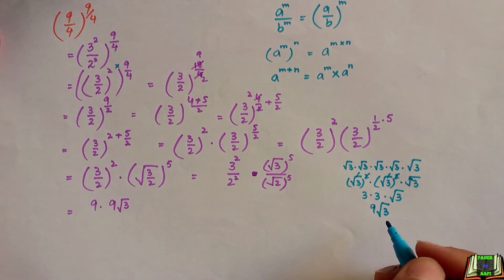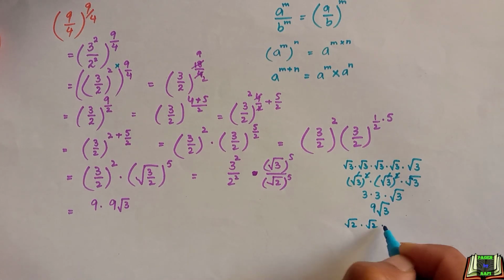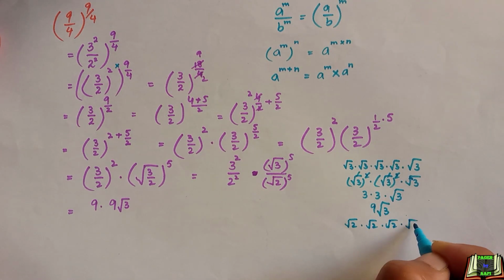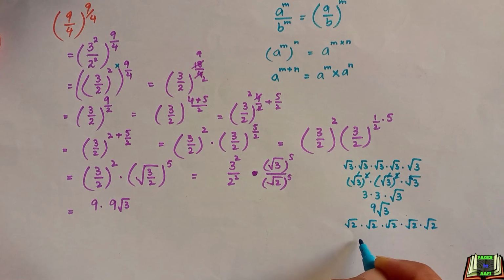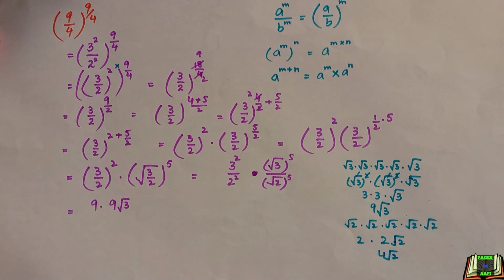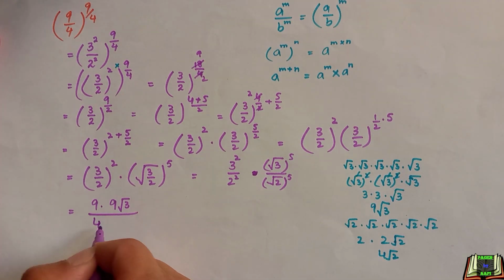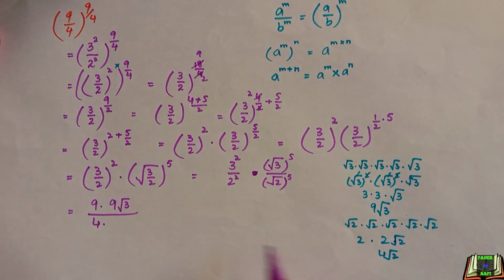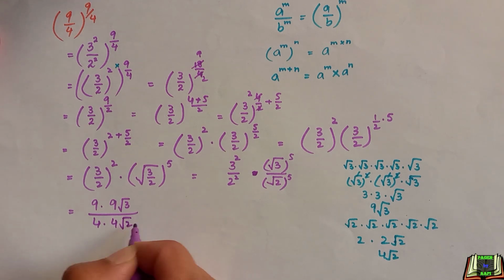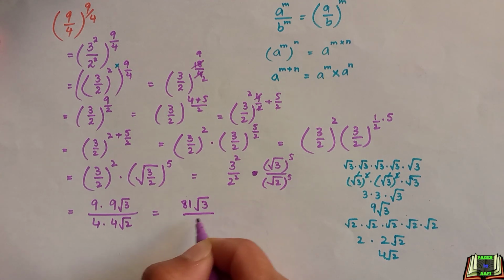And similarly in the denominator, root 2 to the power 5 means multiplying root 2 five times. So this root 2 squared is 2. 2 times 2 is 4 root 2. And now writing the denominator, 2 times 2 is 4 times this, which is equal to 4 root 2. 9 times 9 is 81 root 3, divided by 4 times 4 is 16 root 2.